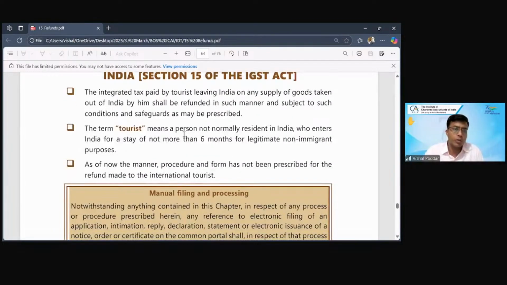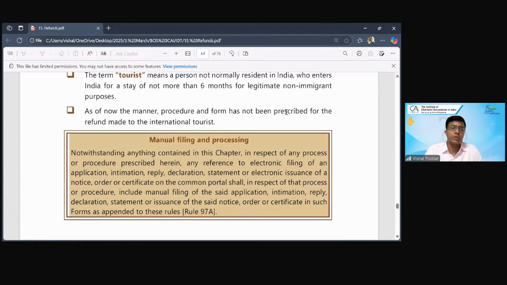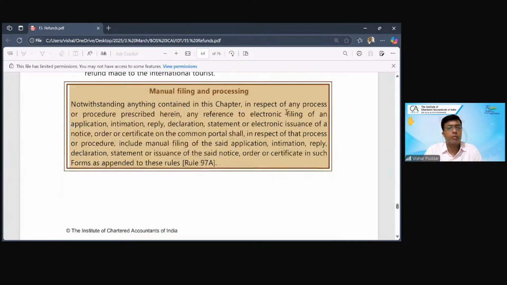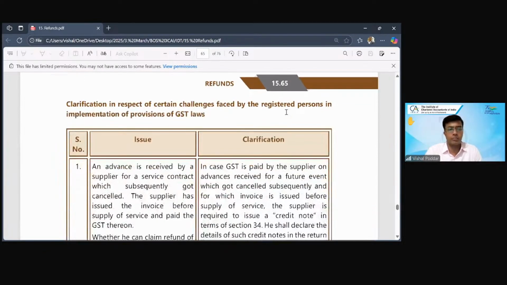Now, once you have charged this tax to the foreigner and you have given them the invoice, this foreigner, who is called here a tourist, why? Because he has come for a short period of time. So that is what a tourist is. A tourist means a person who is not going to stay for more than 6 months and who has come to India for legitimate non-immigrant purposes. So when I'm selling the goods to the person, I will be charging IGST, and the tourist at the time of leaving India can produce my invoice, and at the customs they can claim the refund.